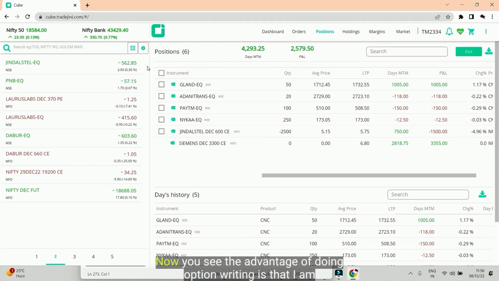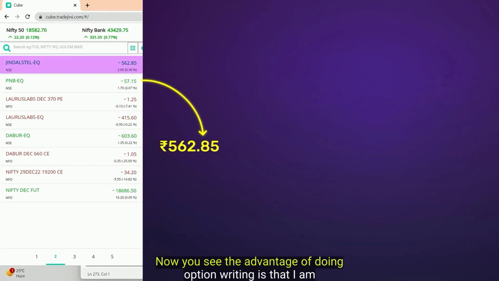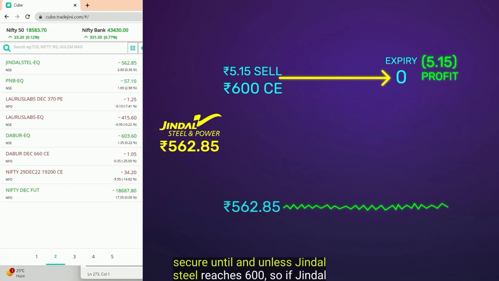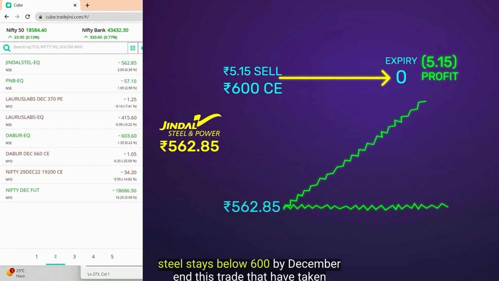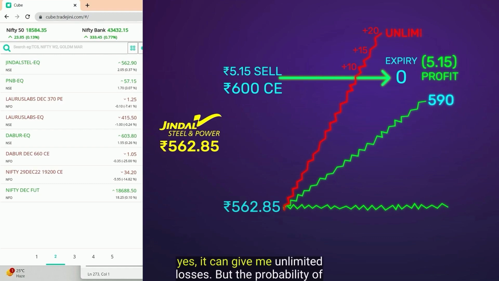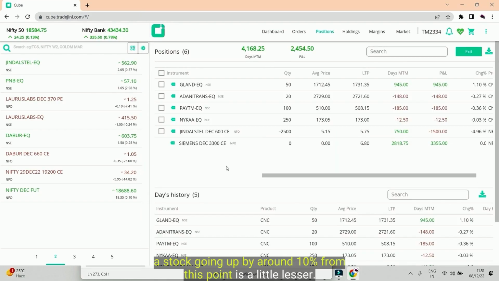562.85. Now you see, the advantage of doing option writing is that I am secure until and unless Jindal Steel reaches 600. So if Jindal Steel stays below 600 by December end, this trade that I have taken will give me a good profit. But if Jindal Steel goes above 600, yes, it can give me unlimited losses. But the probability of a stock going up by around 10% from this point is a little lesser. So option writing gives me an edge.